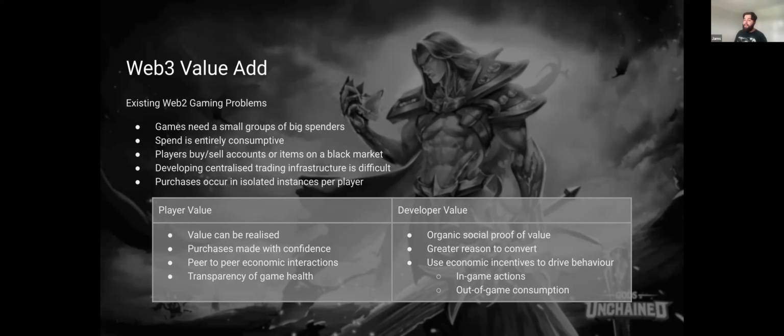Whereas in Web3, that information is all readily available. If you go to the secondary market and see that someone is trading this asset for X value, that's clear social proof that you should probably do the same thing. If that asset isn't being traded, that's clear social proof that you probably shouldn't.